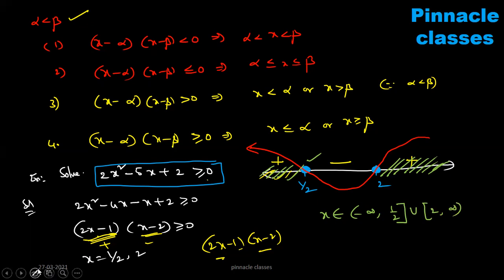See, I am adding one more question. Get ready, dear students. Another question. Example: same question, 2x square minus 5x plus 2 less than 0. Then what is your answer? Where is the minus? Like this one, open interval. Strictly less than 0 means open interval, 1 by 2 comma 2. That is the answer.